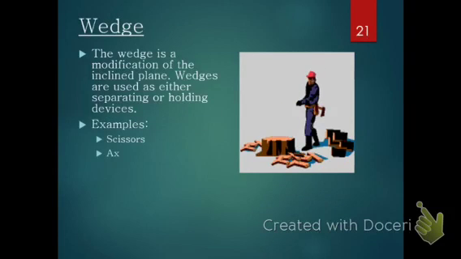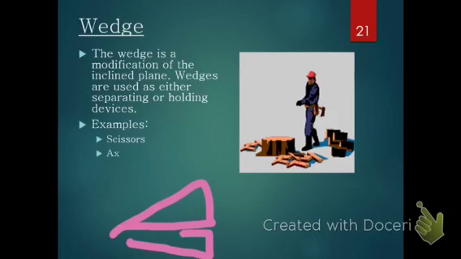A wedge. A wedge is a modification of the inclined plane. It's basically two inclined planes back to back. So here's an inclined plane, and then here's the second inclined plane, and they go together, and that makes a wedge.